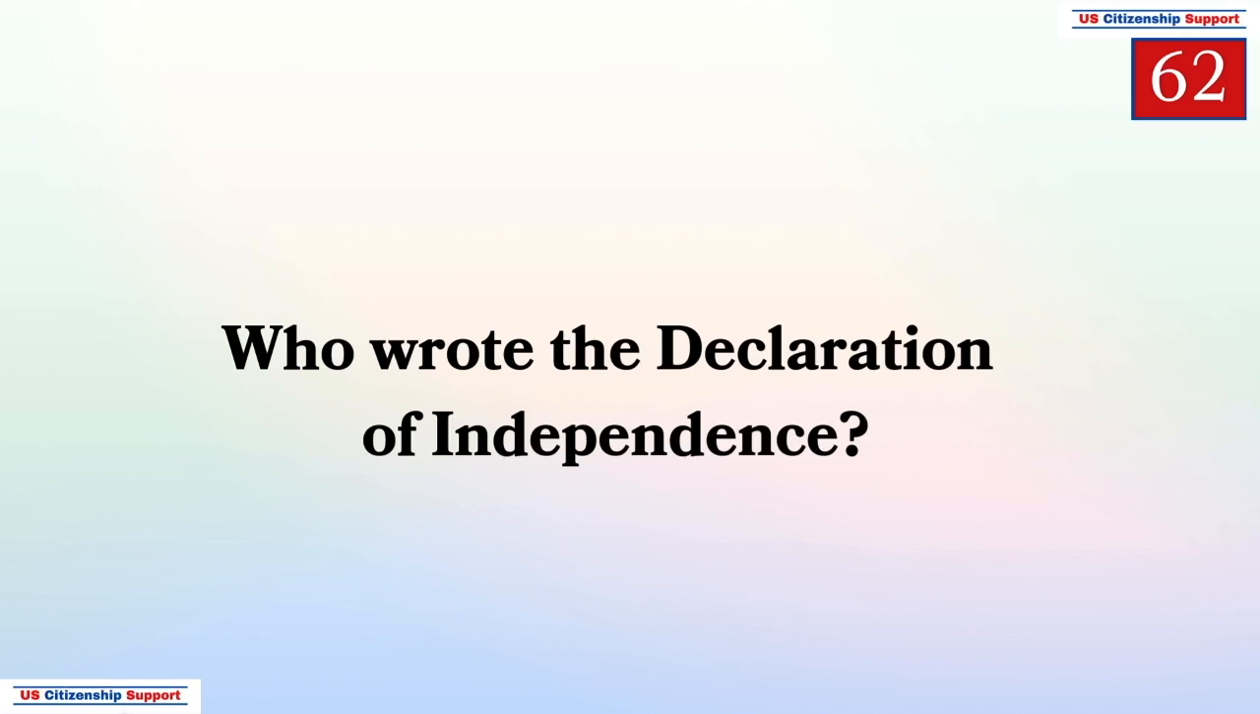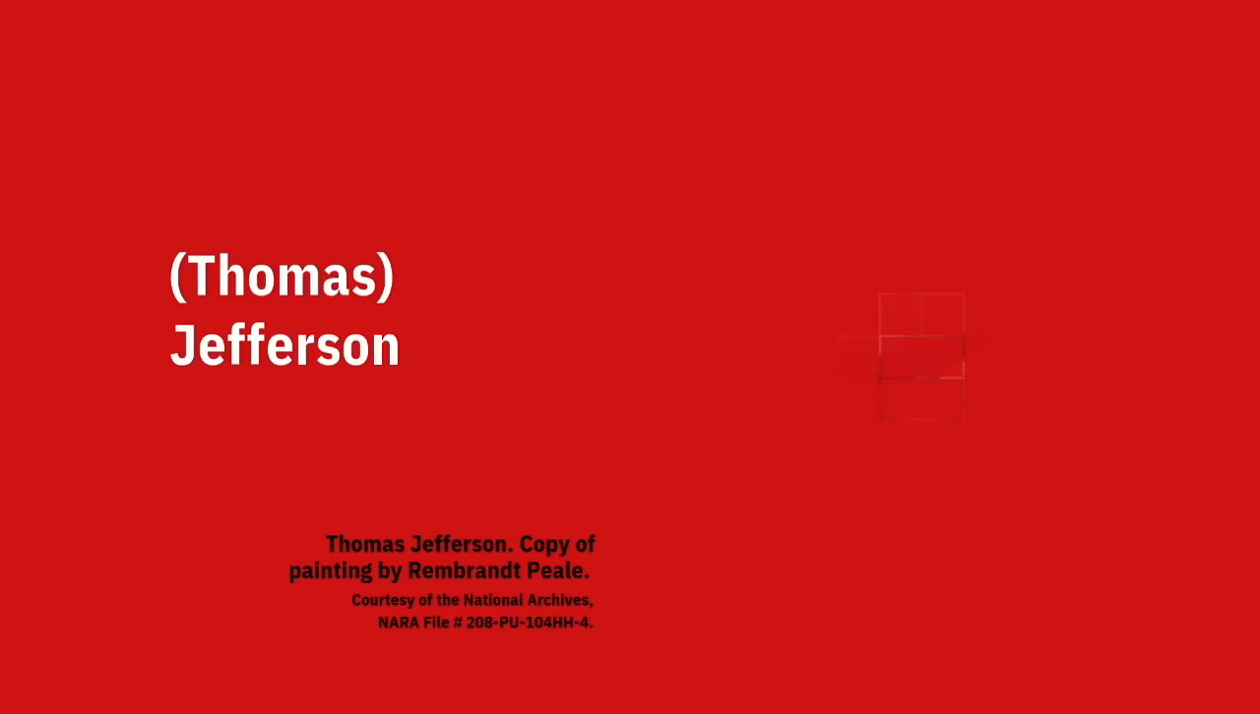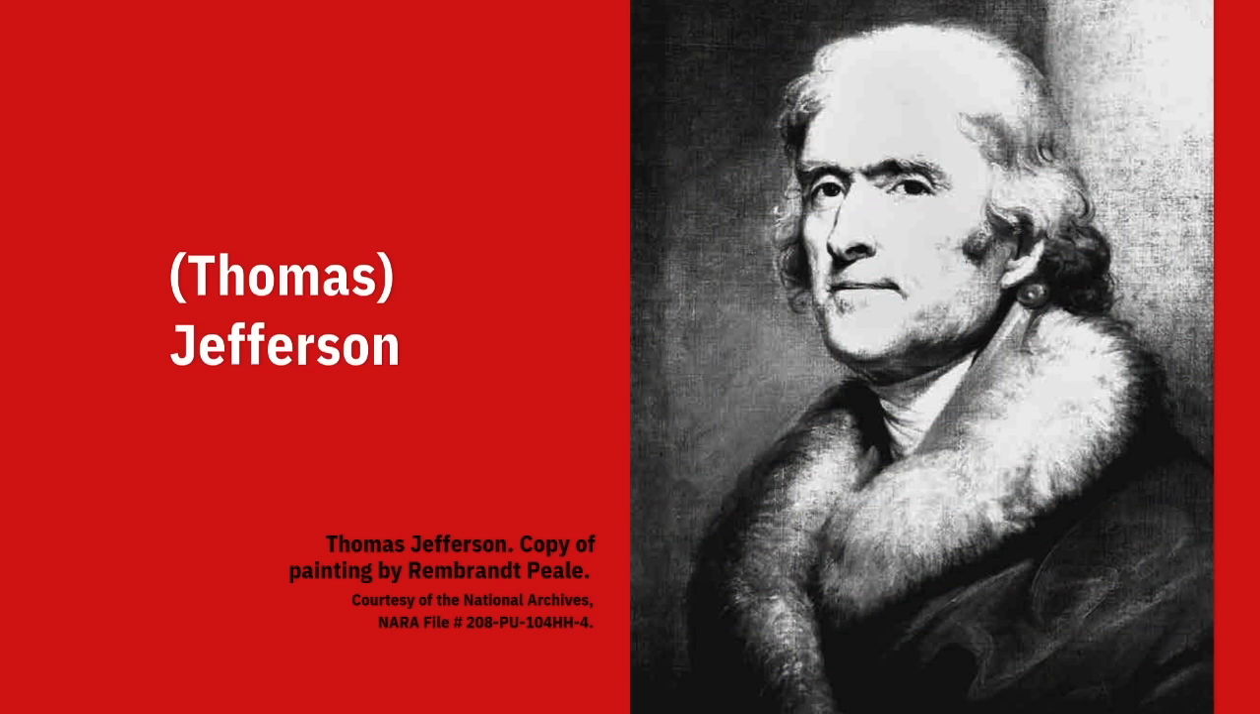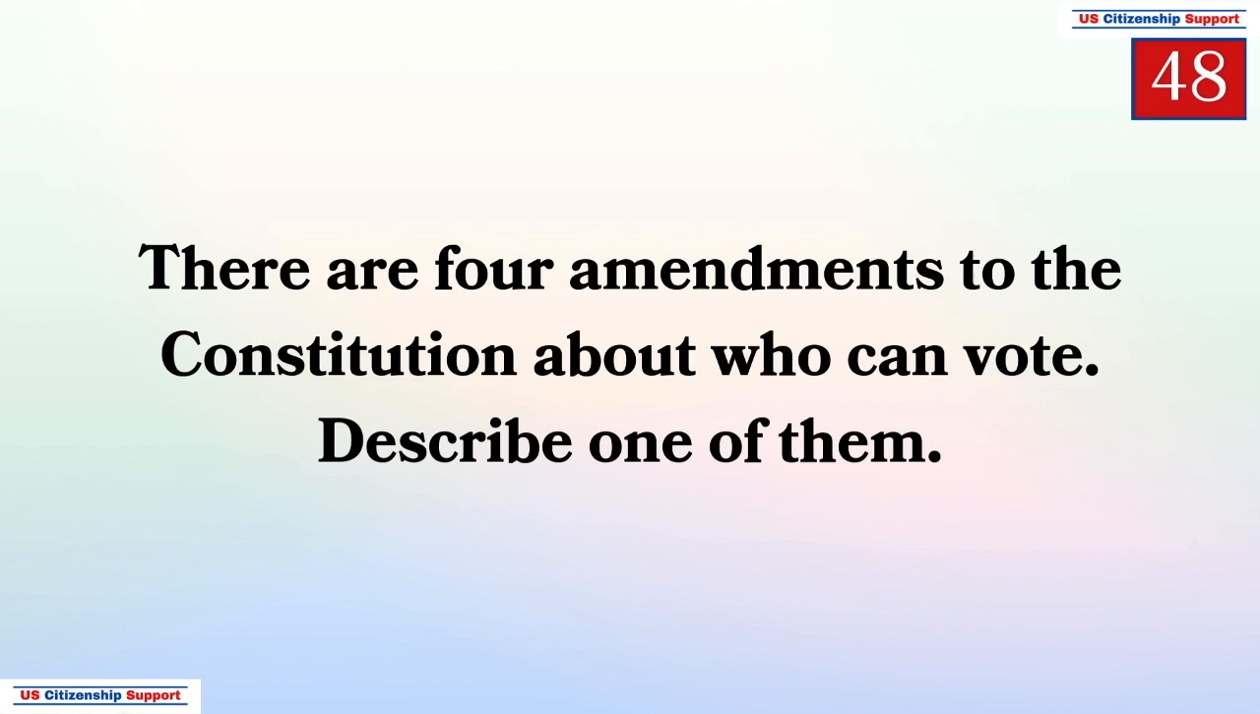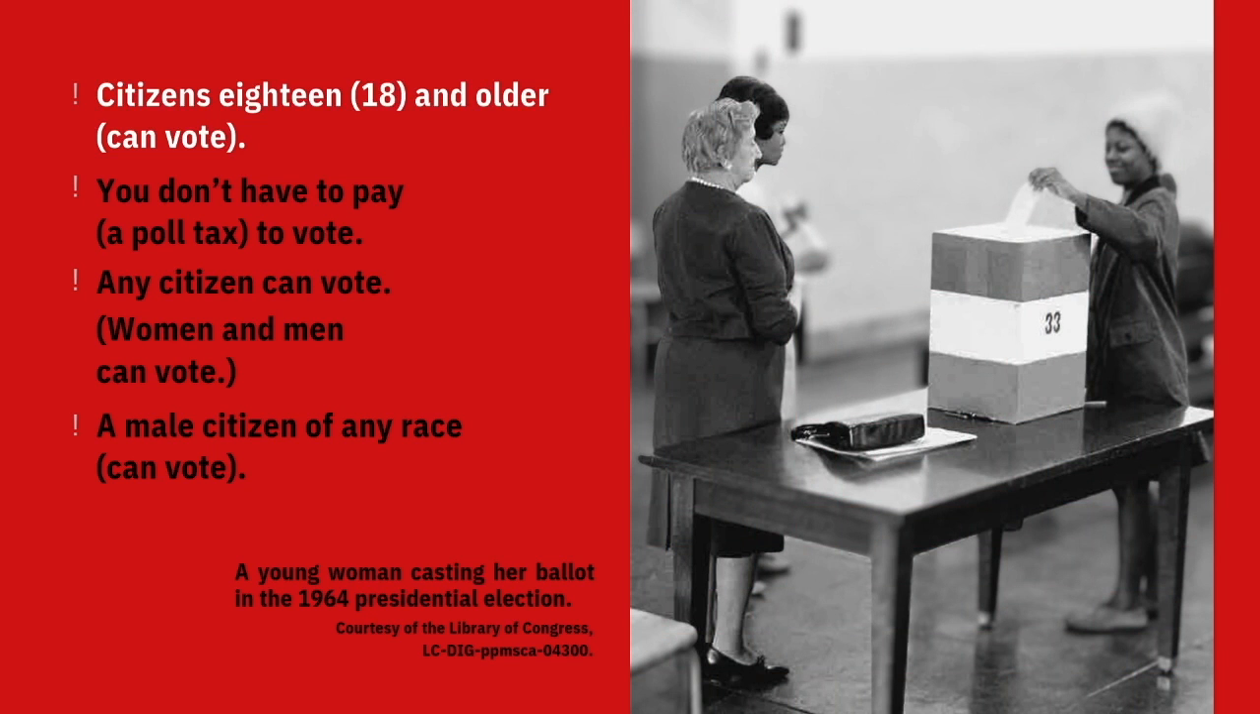Who wrote the Declaration of Independence? Thomas Jefferson. There are 4 amendments to the Constitution about who can vote. Describe one of them. Citizens 18 and older can vote.